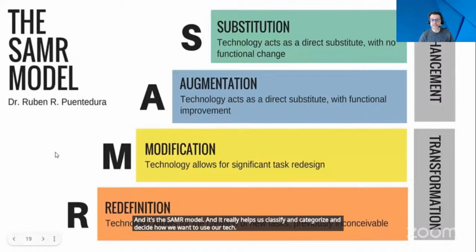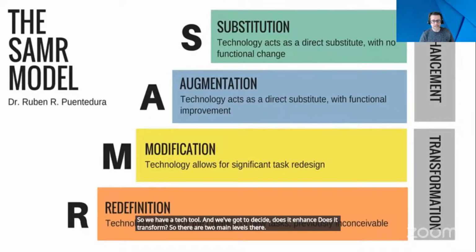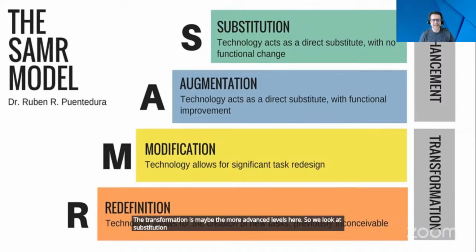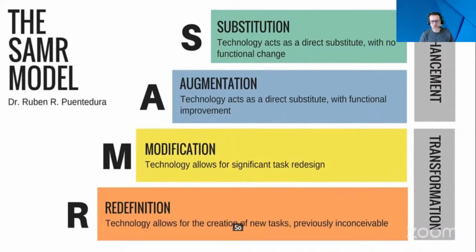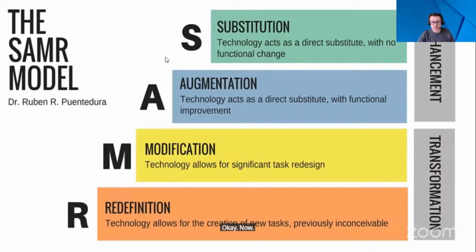So we have a tech tool, and we've got to decide, does it enhance? Does it transform? So there are two main levels there. The transformation is maybe the more advanced levels here. So we look at substitution. Technology acts as a direct substitute with no functional change. So something like a Google Doc almost does the same in many ways as just using a pen and paper. Okay.